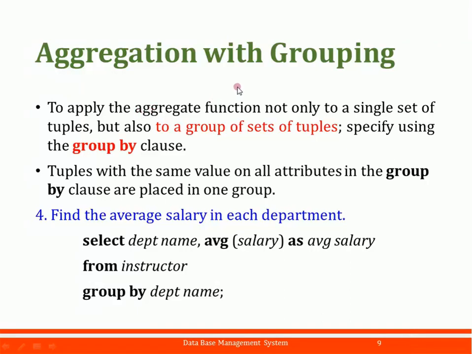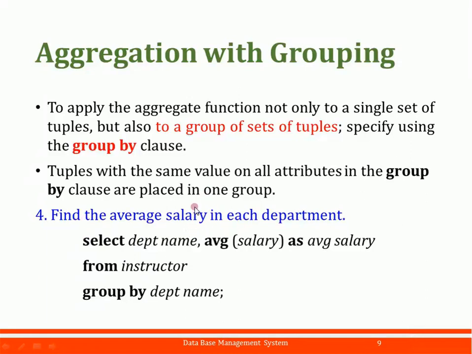The next is aggregate with grouping. You can group some tuples with the help of group by. To apply the aggregate function not only on a single set of tuples, we can also apply it on a group, or set of tuples, using the group by clause. Tuples with the same value on all attributes in the group by clause are placed in one group. For example, here, find the average salary in each department.